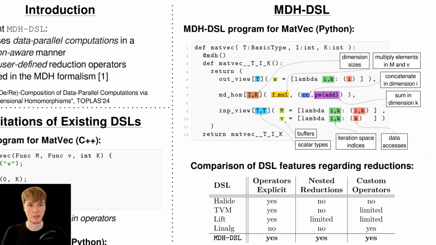Second, in contrast to Halide, reductions may be arbitrary Python functions that satisfy some obvious type properties, and we also provide some pre-implemented ones like CC and pointwise add, for example, because they are so heavily used in real-world applications. And third, in contrast to all aforementioned approaches, nested reductions can be explicitly expressed in Mdh-Dsl. And again, we can see this in the MATVEC example where we use CC for the first and pointwise add for the second dimension. And this comparison is also summarized in the table below the figure.